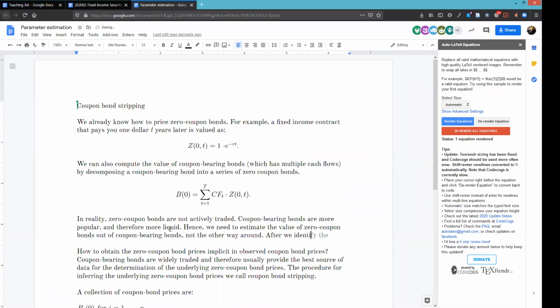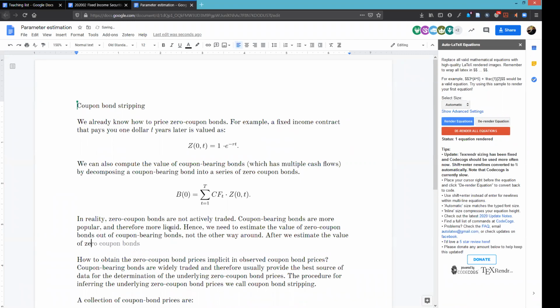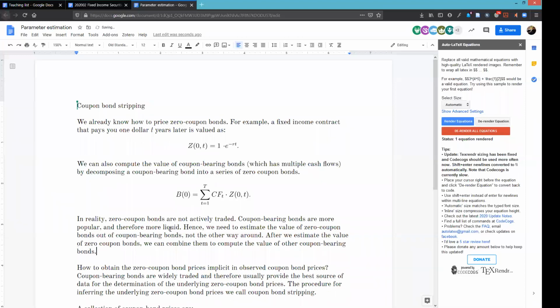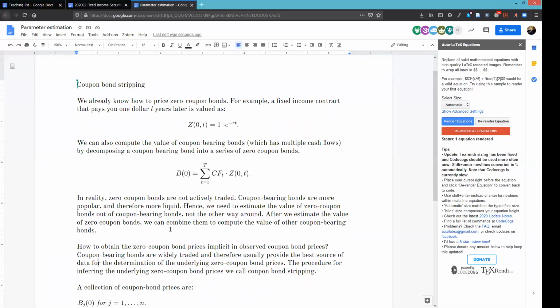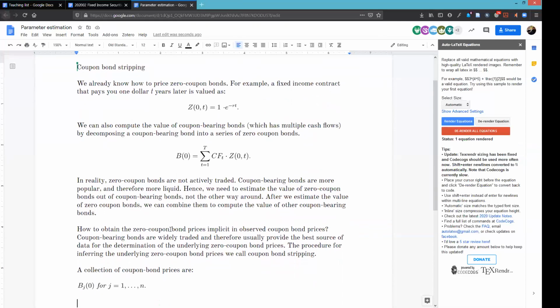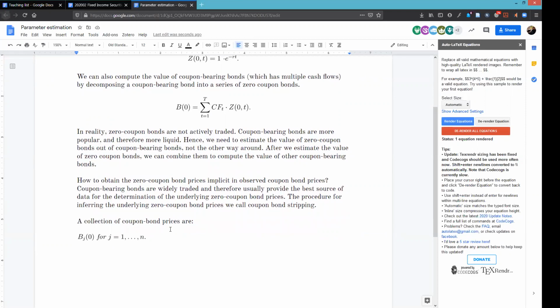After we estimate the value of zero coupon bonds, we can combine them to compute the value of other coupon bearing bonds. Okay, so that's the point. Now the question is how to obtain zero coupon bond prices implicit in observed coupon bond prices. Again, coupon bearing bonds are widely traded and therefore usually provide the best source of data for the determination of the underlying zero coupon bond price.